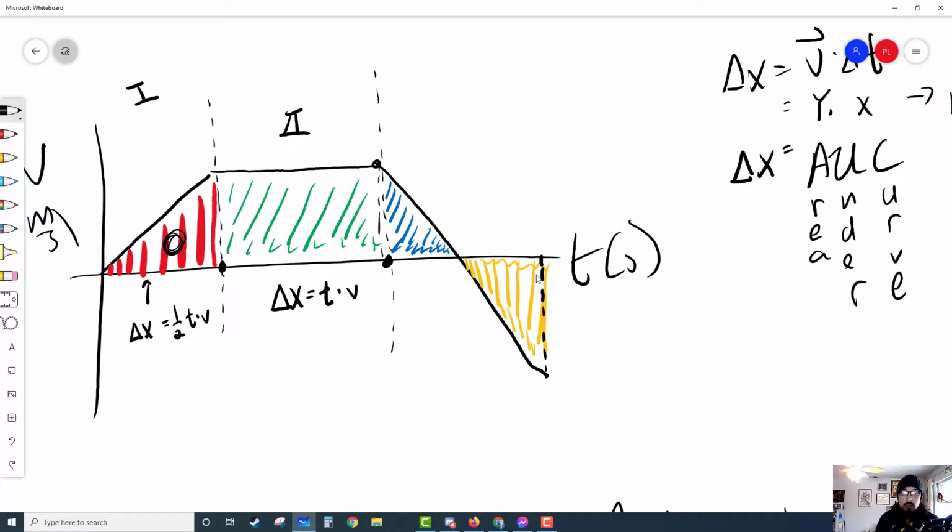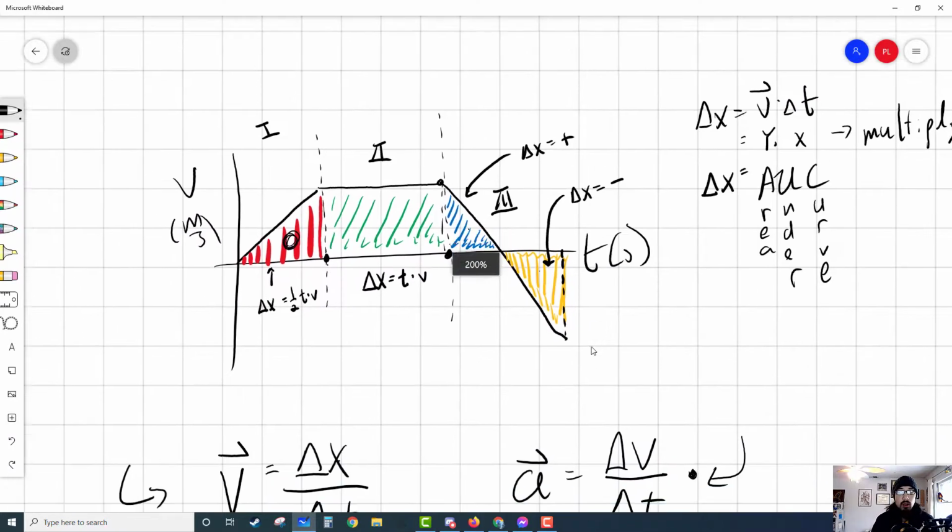Now, here's what's unique. The area above here will give you a positive displacement, and this right here will give you a negative displacement. And so in order to find the total displacement for part 3, you have to add this positive to this negative displacement to find the total displacement. All right, wonderful.